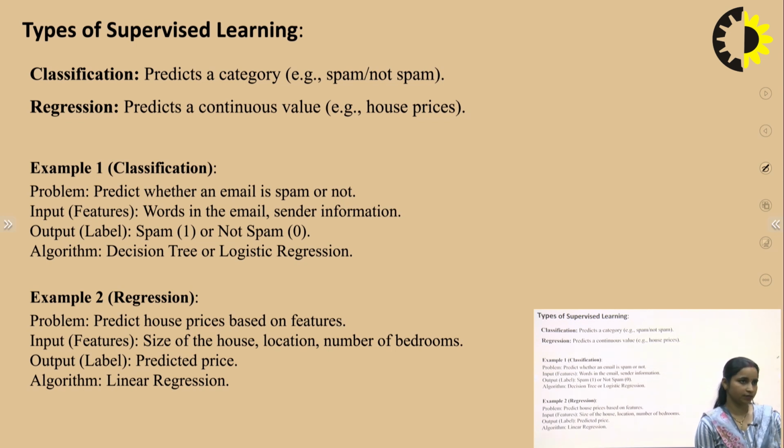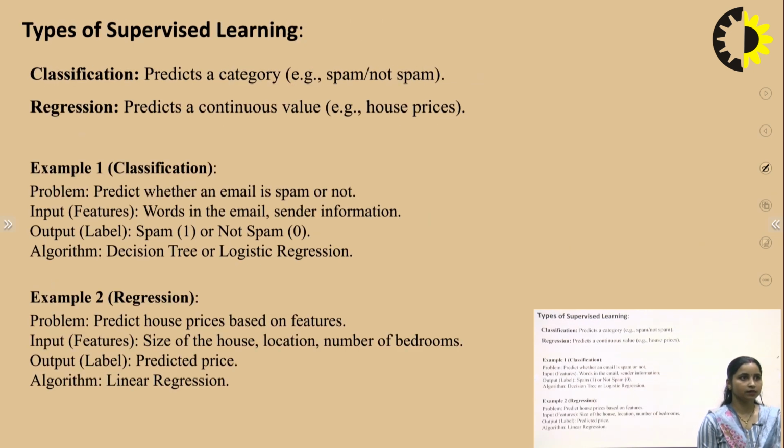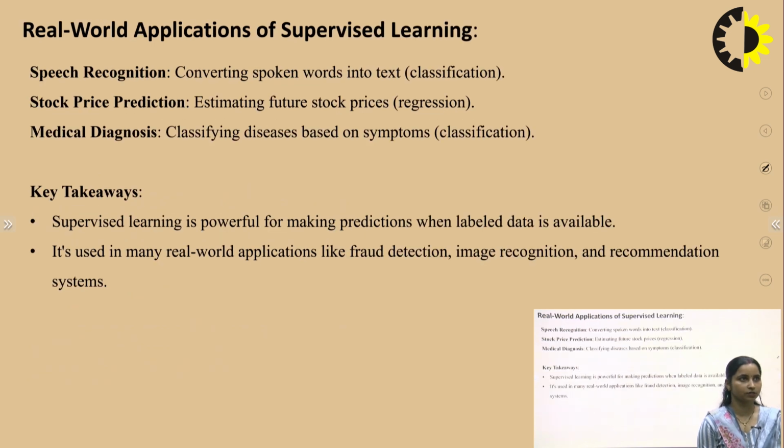Then we take another example, which will tell us about regression. In this example, we are predicting house prices based on features. What will be the input here? Input will be the size of the house, the location, the number of bedrooms, and the number of rooms. Output will be the predicted price, and the algorithm working will be linear regression. In our further lectures, we will be studying these algorithms: decision tree, logistic regression, and linear regression. These will all be covered in future lectures.